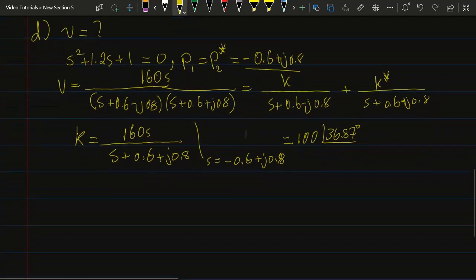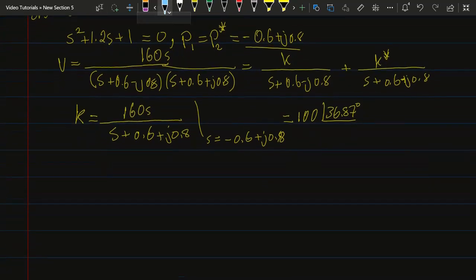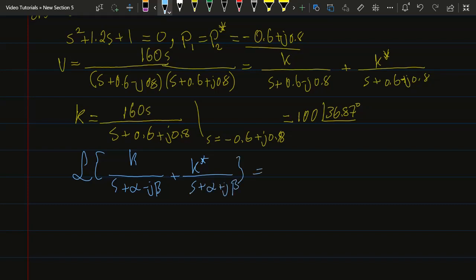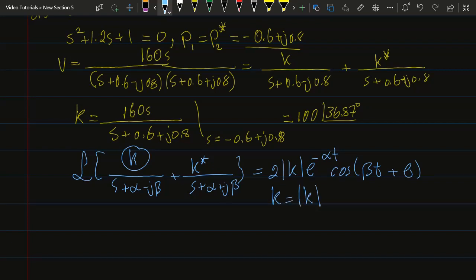Now we can use the formula which says that the Laplace transform of K over s plus alpha minus j beta plus K conjugate over s plus alpha plus j beta is nothing but twice the magnitude of K e to the minus alpha t cosine beta t plus theta, where theta is simply the phase angle of K. So K is a complex number that has a magnitude of K, and the phase angle theta.